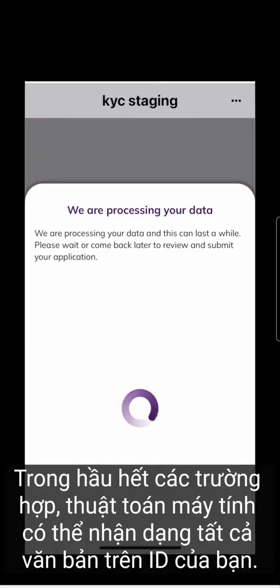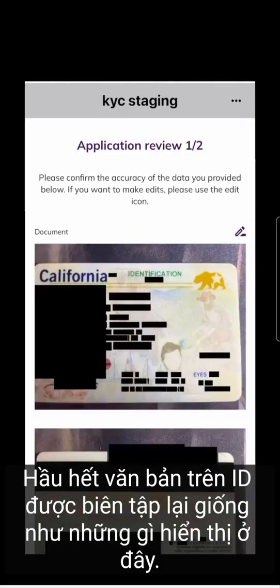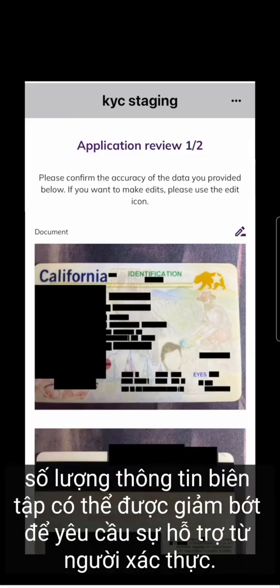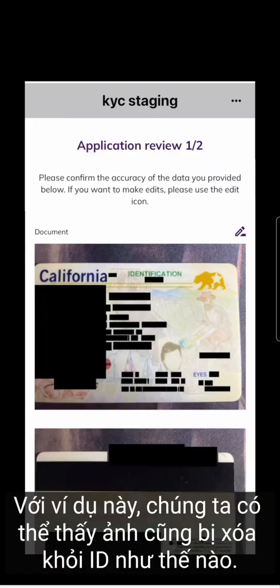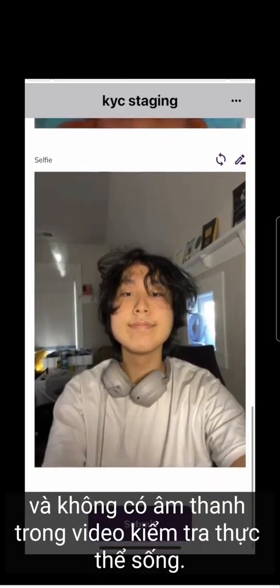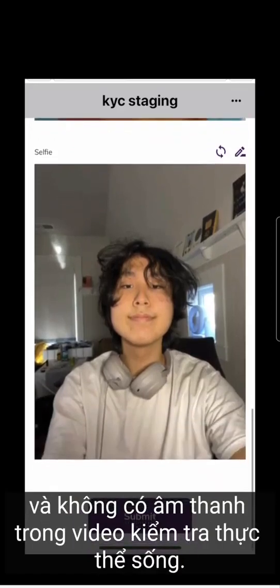In most cases, the computer algorithm is able to recognize all of the text on your ID. Most of the text on the ID is redacted, like what's shown here. In some rare cases, when it is not possible for the algorithm to automatically read the text, the amount of redaction may be reduced to request the assistance of human validators. With this example, we can see how the pictures are also removed from the ID. The pictures are extracted out and will be compared with your selfie by a different validator, and there is no audio in the liveness detection video.